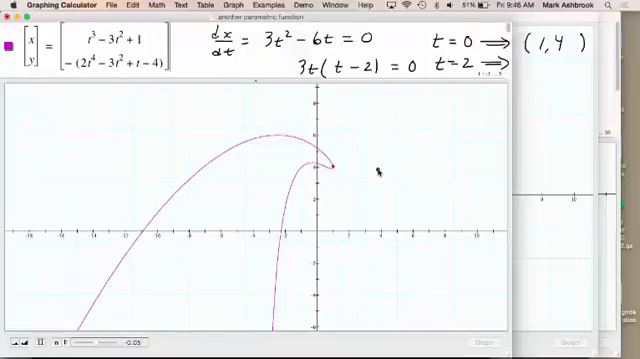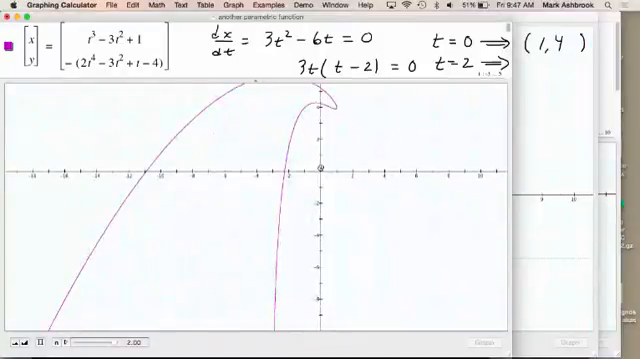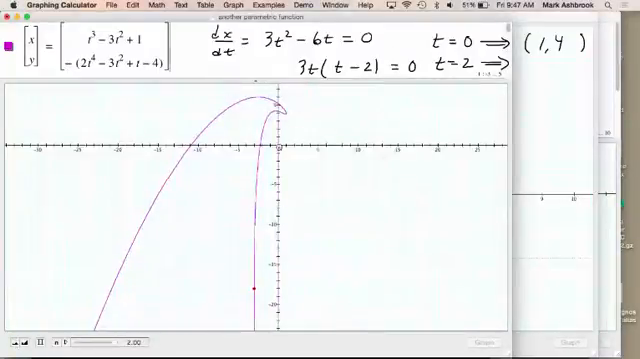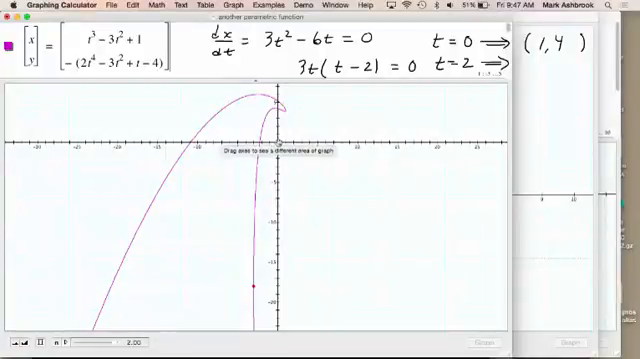But what about this other one, t equals 2? What we don't see from this view is, you need to zoom out. This curve looks like it's heading kind of to the left, but then it actually curves back. There's another place where it's heading vertically here. So it's a local leftmost point. At that point right there at t equals 2, it's a local leftmost point.